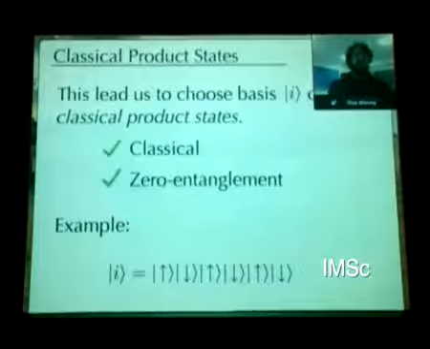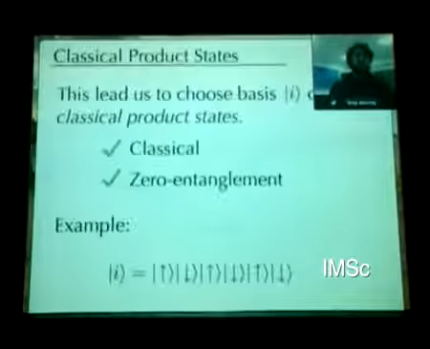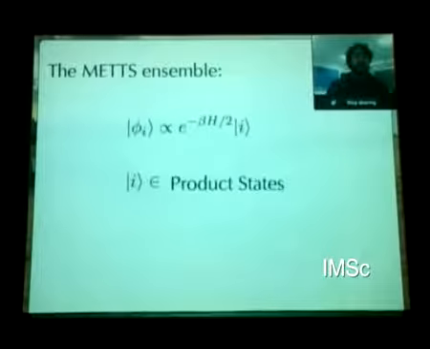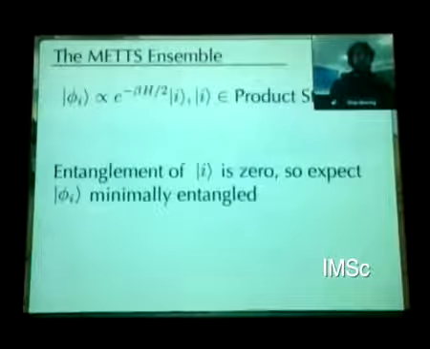You can choose classical product states for a spin system in the z basis or in the x basis. But some basis, let's say the z basis, have the two properties we want. They're both classical, and they have zero entanglement. And so all we mean is states that are factorized in every site. And so this leads us to the ensemble that we want to use, which is METS, and that's where we use the recipe that I outlined, but we apply it to classical product states at infinite temperature. And so we make this product over 2 onto I, and then we normalize and we get phi I. And that state is called a state phi I.